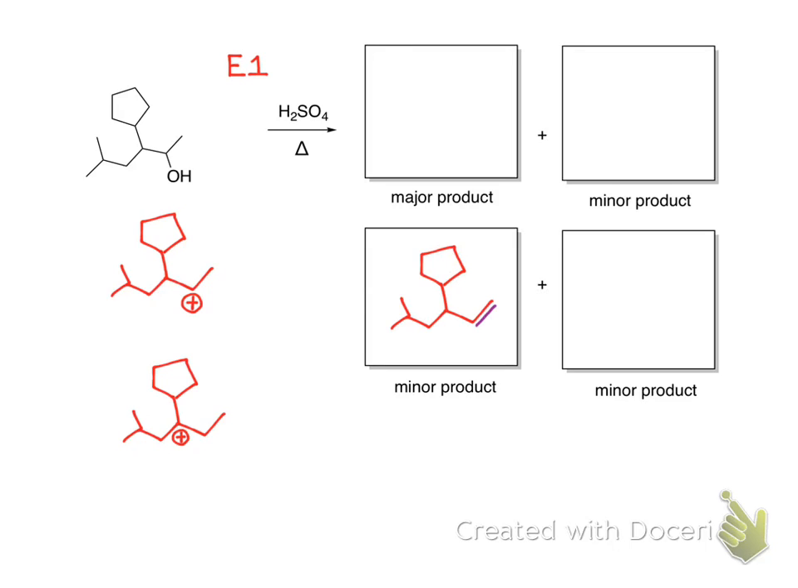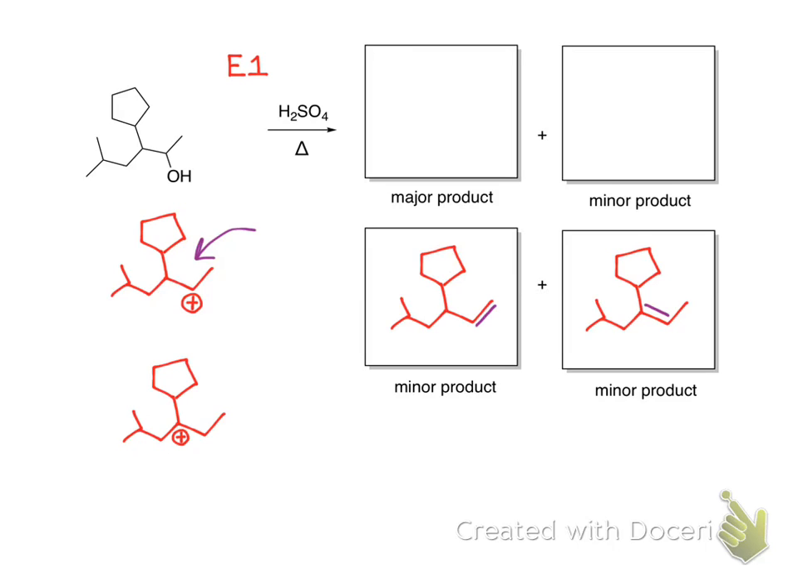We can take the same logic, and instead of abstracting that proton, we could take one from this carbon, which also happens to have a hydrogen. And if so, our double bond would end up here. So that product would look like this. Okay, so those are the 2 possible products we could get from our initial secondary carbocation intermediate right here.